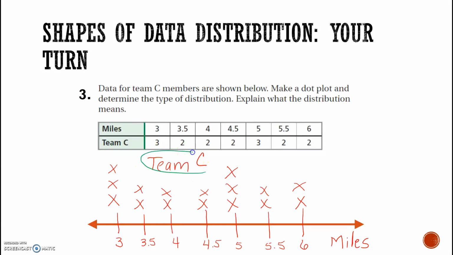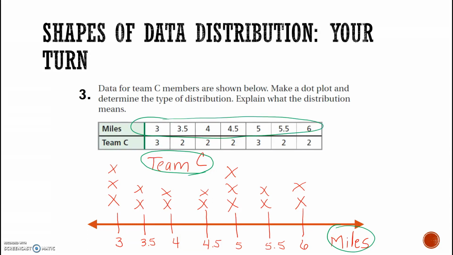Don't forget, you need to have your title. And here I labeled miles just to give the readers a little more information when they look at this. When it comes to the scale, I used 1/2 or 0.5, because in the table, the data went up by 1/2 miles.